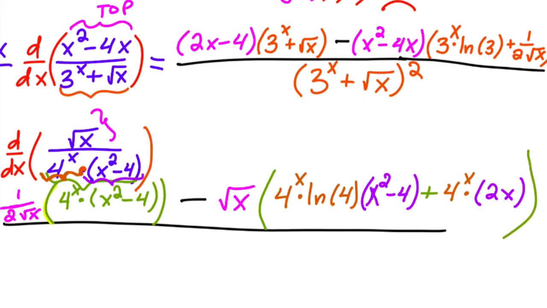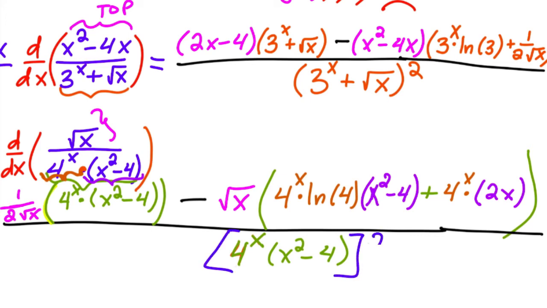And all of this is going to be over the denominator squared. So I'm going to have 4 to the x times x squared minus 4, all of that squared. And that's it.